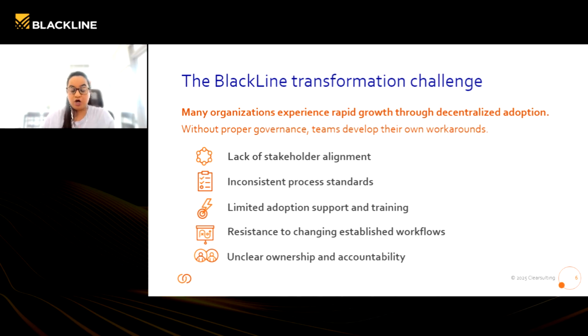Limited adoption support and training. If you talk to me at a different time, I can go on a whole other tangent around adoption support and the change management needing to continue after you've gone live, but not having that change management throughout, leading up till go live, is a recipe for disaster in having the adoption that you're looking to drive after go live.